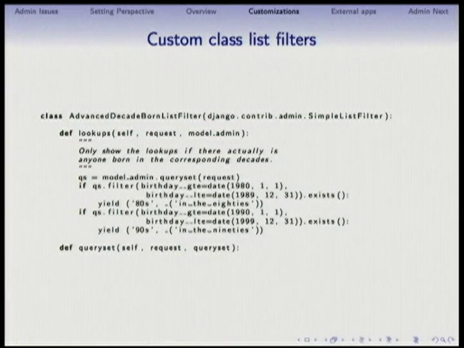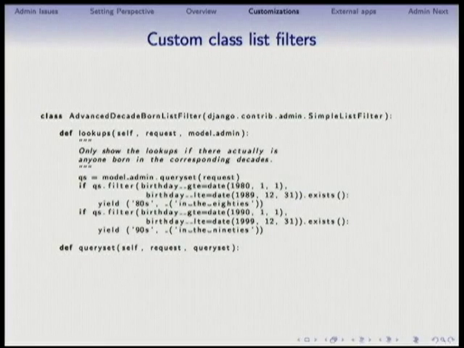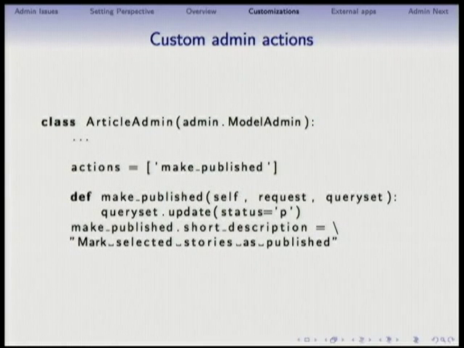So how do you create class filters? As of Django 1.4, in order to create a filter, you just extend a simple list filter, and then you define two methods on it. One of them is a lookup, one of them is a query set. The lookup is what you want to display in the filter side of it, and then in the query set, you actually return the data that you want to display by filtering and excluding whatever you want to. This is as simple as it gets in order to create a list filter.